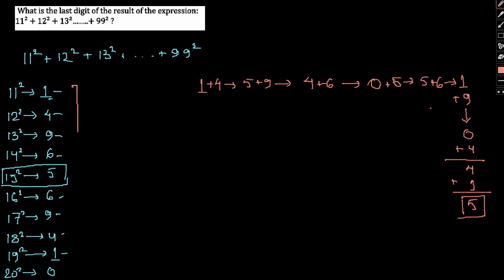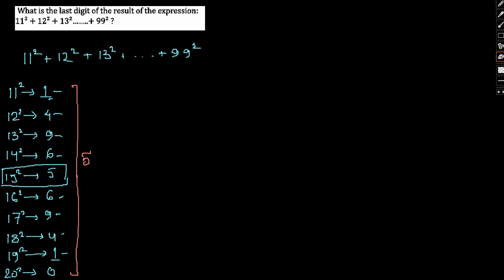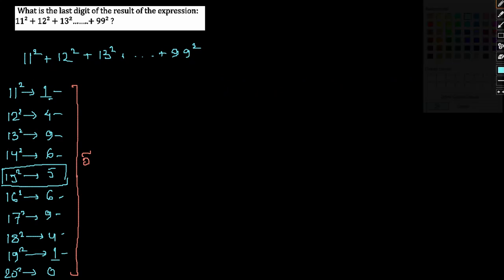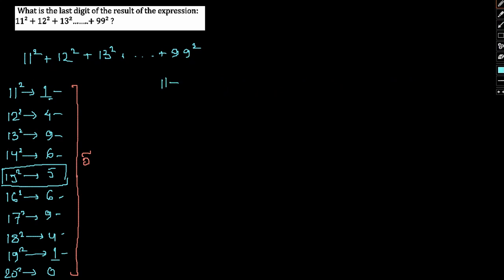So for 11 to 20, these 10 numbers, I have the unit digit as 5. I hope this is clear. So therefore 21 to 30 I will also have unit digit as 5, because essentially the last digits remain the same.